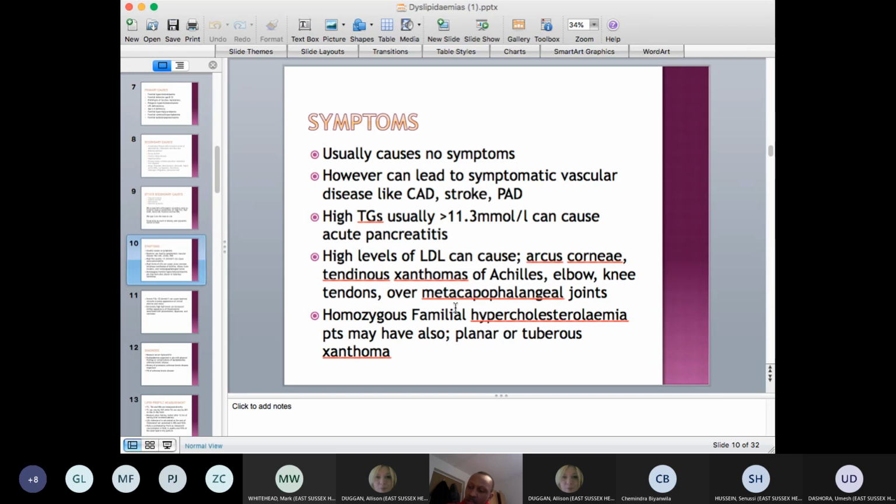Okay. Yeah. So the high triglycerides, especially if you get to a level beyond 11.3 millimoles per liter, can cause acute pancreatitis. And high levels of LDL can also cause corneal arcus. It can cause xanthomas of the Achilles tendon. This can also appear in the elbow, knee tendons, or even over the metacarpophalangeal joints. Now, the homozygous familial hypercholesterolemia may also cause planar and tuberous xanthomas.